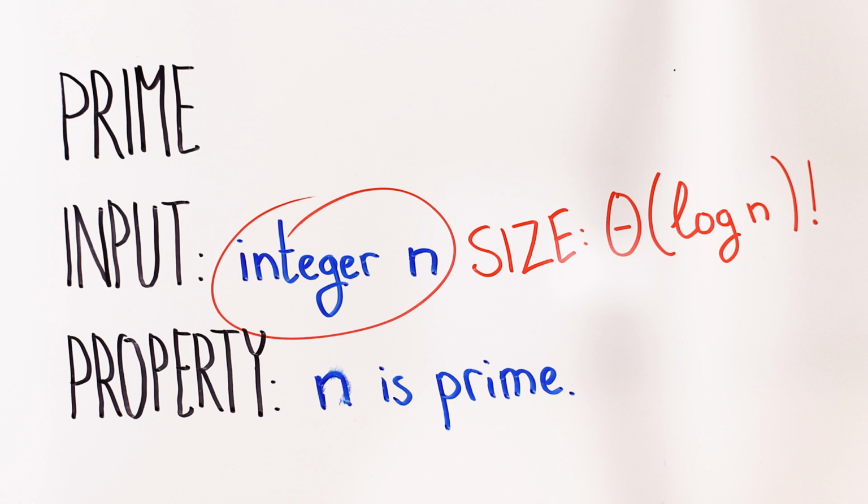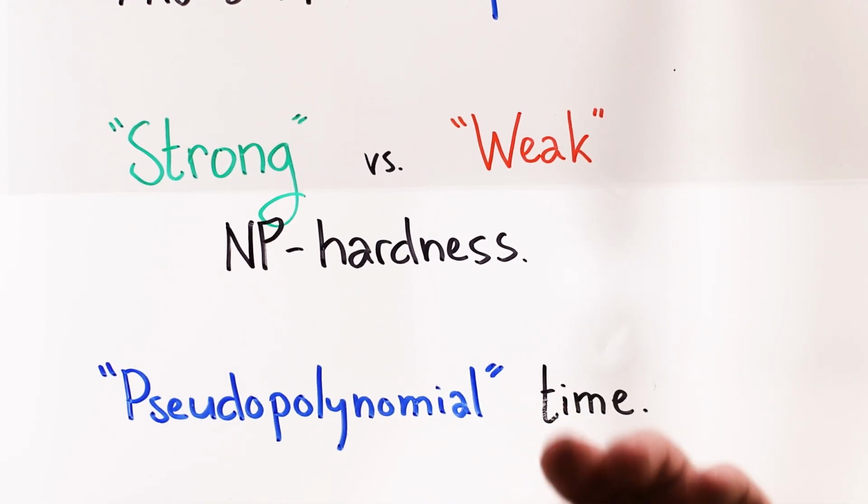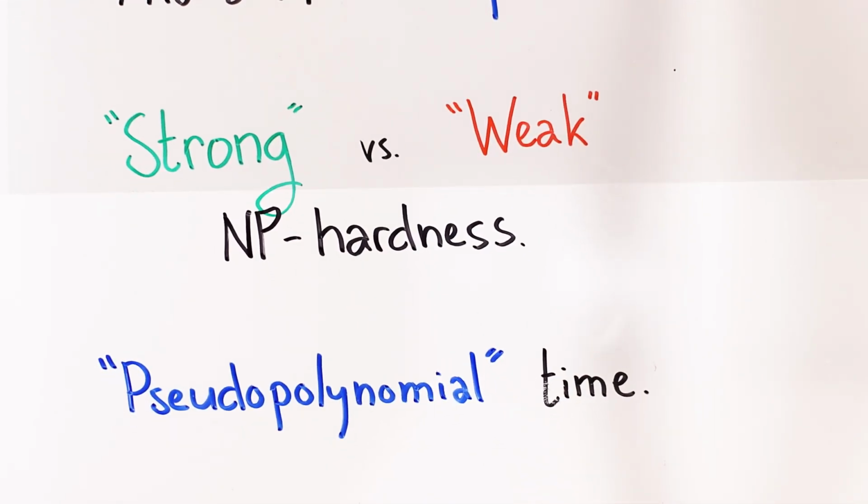And what this means is that if the input to your problem has numbers, you have to be a little bit careful about what the size of your instance actually is, because maybe there's an exponential difference there, and that might influence NP-hardness. This leads to the concept of strong and weak NP-hardness, as well as the concept of pseudo-polynomial time, which we might talk about some other time.